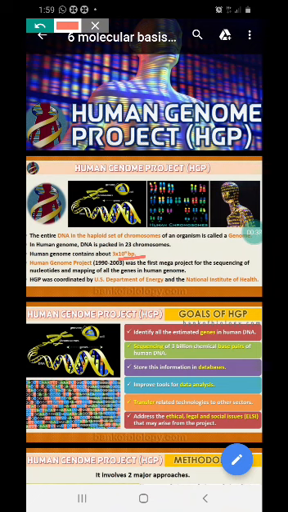Okay. Now, Human Genome Project. It was started in 1990 and ended around 2006. Actually, it was the first mega project for the sequencing of nucleotides and mapping of all the genes in human genome. Now, this project was coordinated by the US Department of Energy and the National Institute of Health.